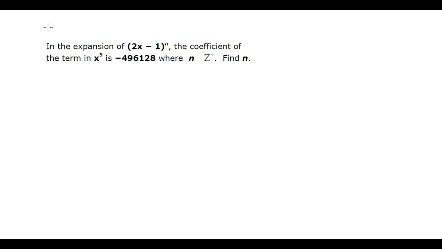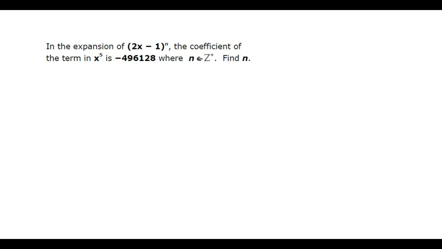Now, I do have some kind of a font issue going on here. There should be an epsilon in here, of course. Let's see if I can squeeze one in here. That's not bad. Of course, that should say n belongs to the set of positive integers. Remember, capital Z, of course, is the symbol for integers in mathematics.